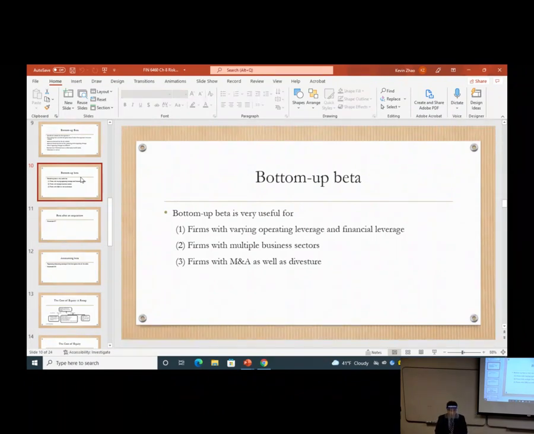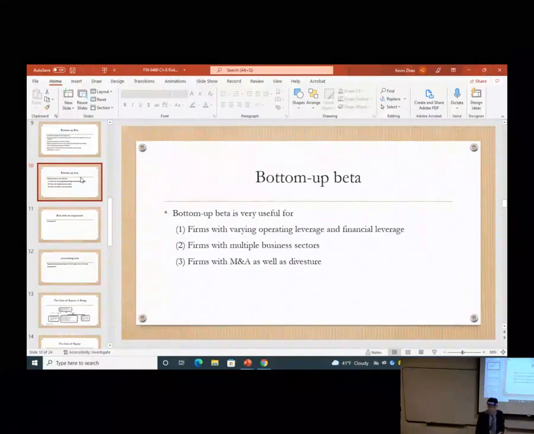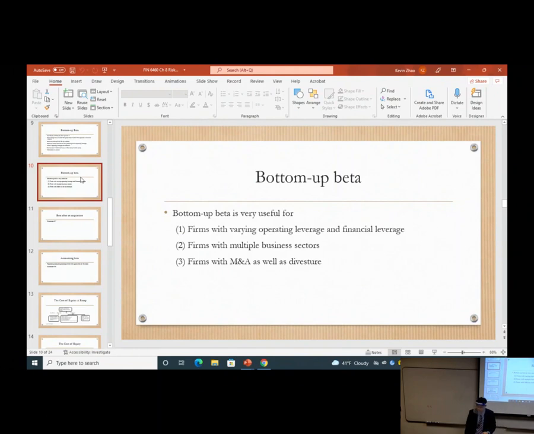So in today's financial market, especially for those large companies, like companies in the S&P 500, you will see a lot of mergers and acquisitions. You will see companies that have multiple business lines. And also companies will go through very significant changes in their capital structure and operating leverage. All right, so that's bottom-up beta. And the third approach is accounting beta.